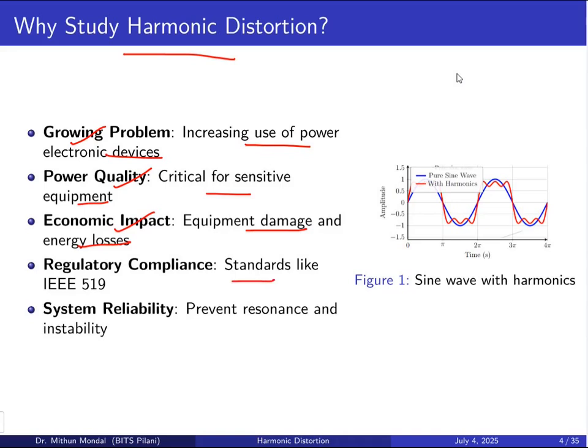Standards like IEEE 519, from a regulatory body, specify certain limits which we need to follow for the harmonic level. Then there is system reliability, and preventing resonance and instability. Due to the presence of harmonics, you can have resonance in your system, and this may result in certain instability. Here pictorially we can see the harmonics in a sine wave.